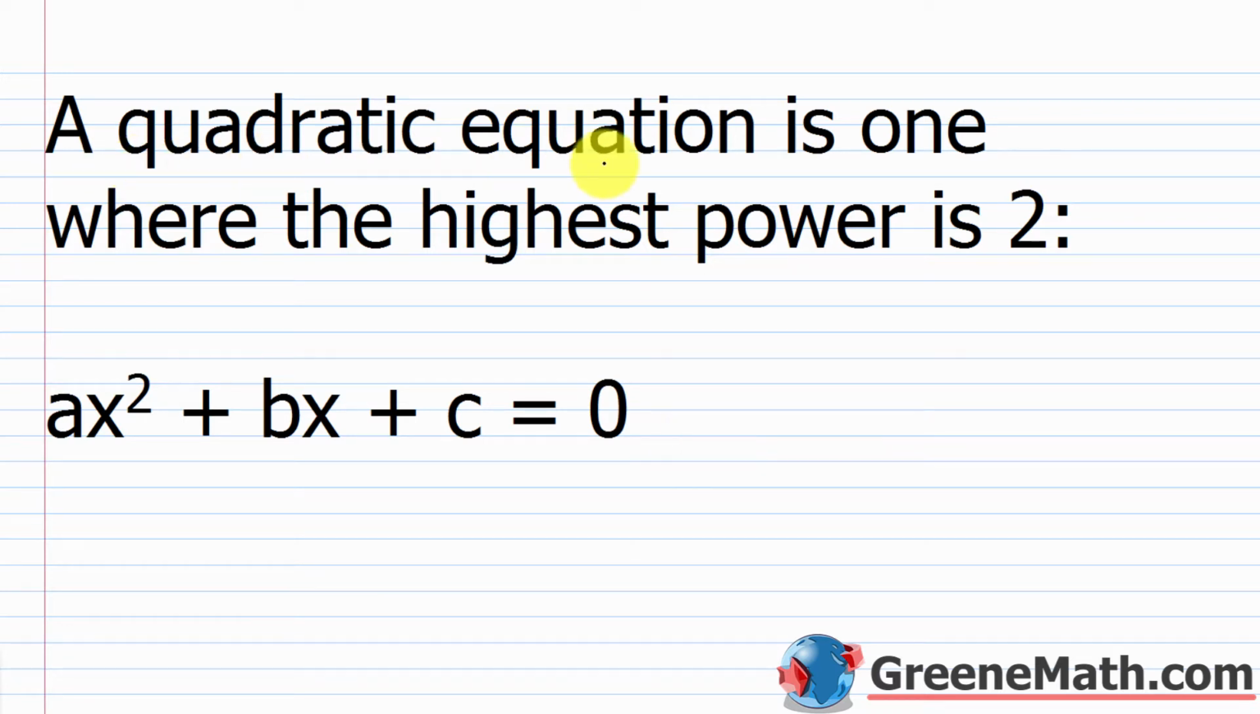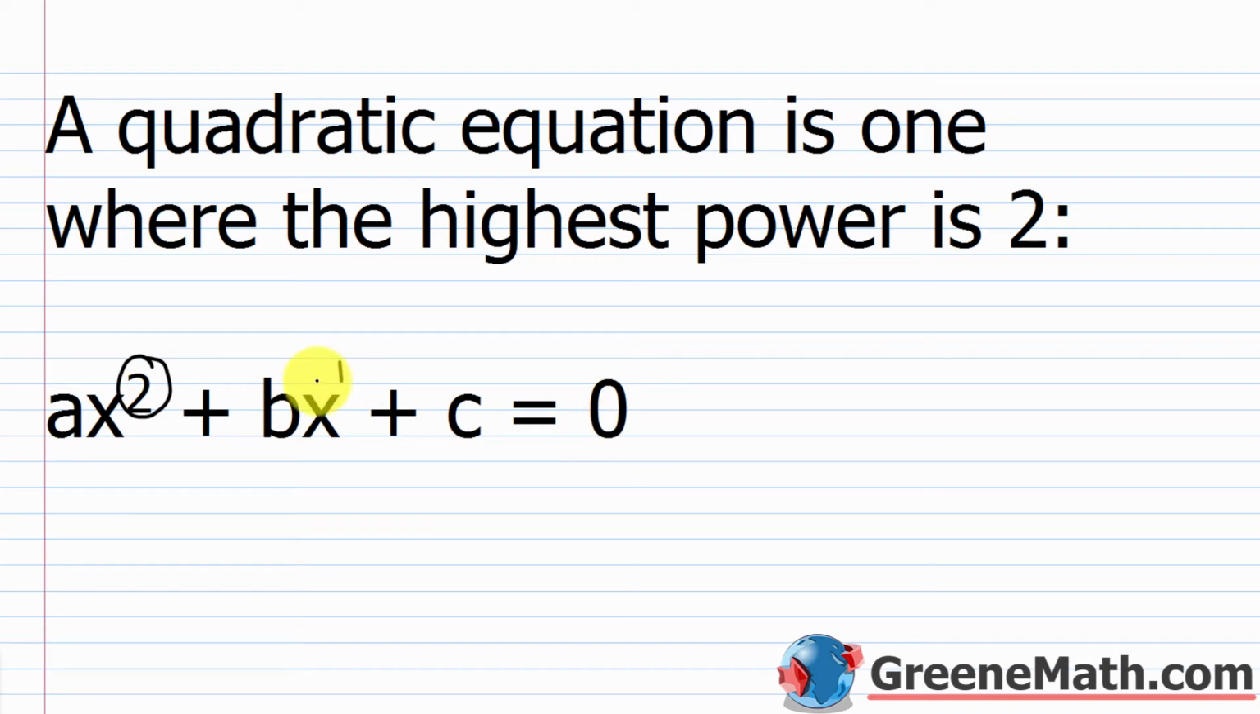So a quadratic equation is one where the highest power is 2. In other words, if I see something like ax squared plus bx plus c equals 0, you look at your exponents. This one's a 2. This one's obviously a 1. And so the highest exponent is a 2. So this is a quadratic equation.